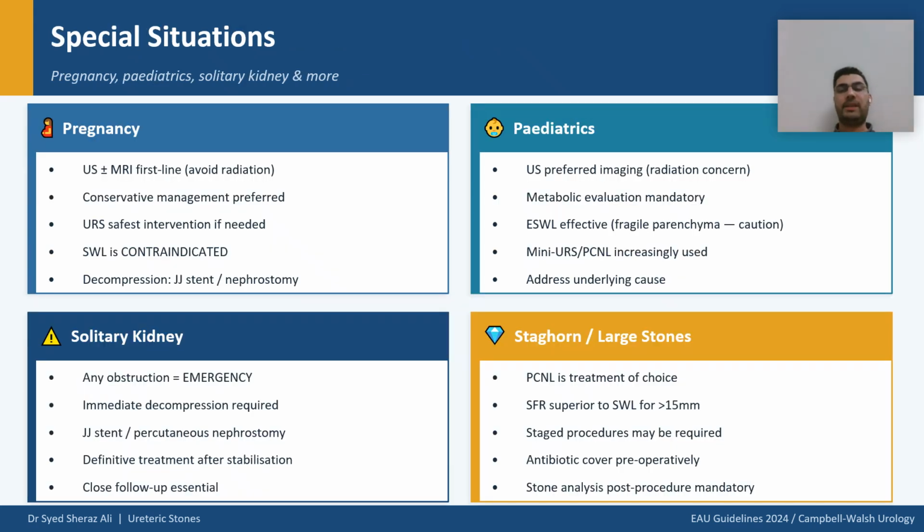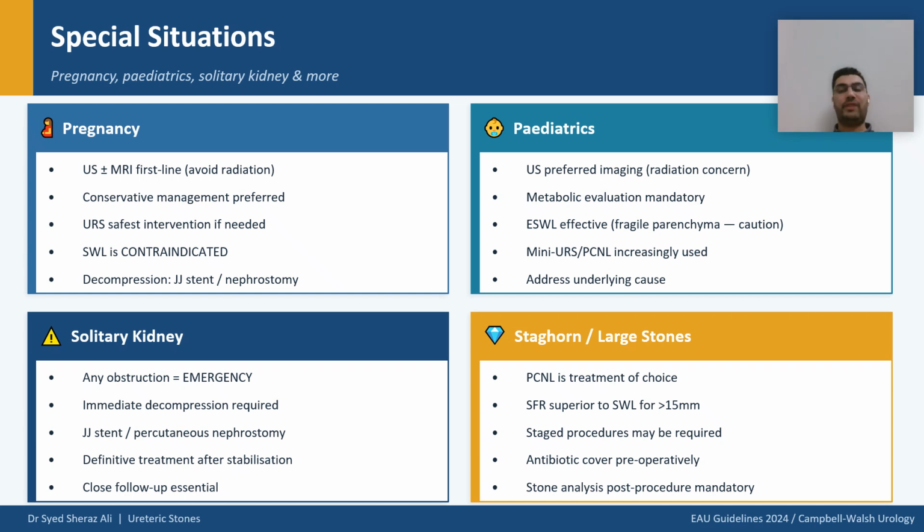Now, some special clinical scenarios that deserve particular attention. The first one is ureteric stones in pregnancy. It requires special consideration. Radiation must be minimized, so ultrasound is the first line imaging modality. MRI without gadolinium is an excellent option if ultrasound is inconclusive.